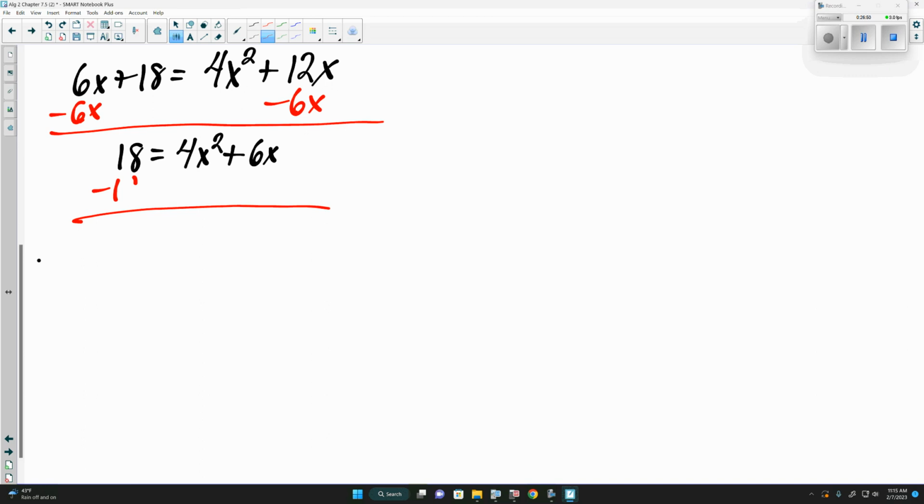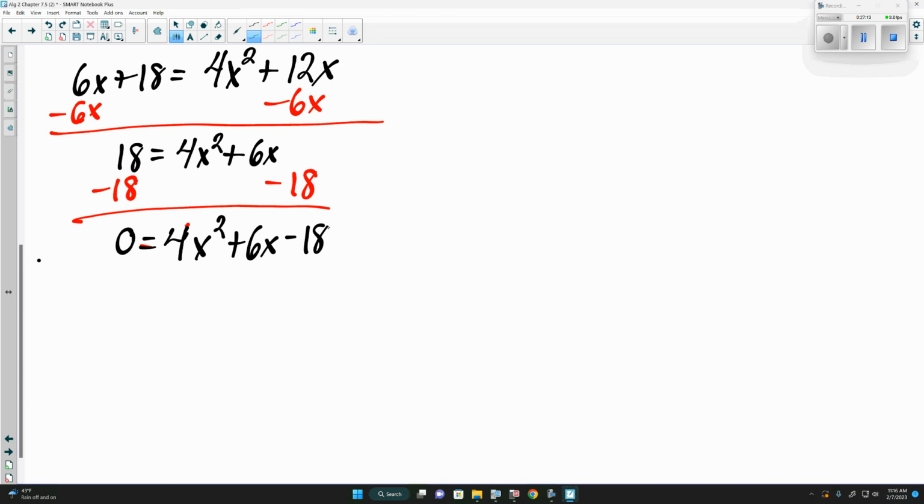Still not equal to 0, so we would subtract 18 from both sides, telling us 0 is equal to 4x squared plus 6x minus 18. Any questions on this so far?